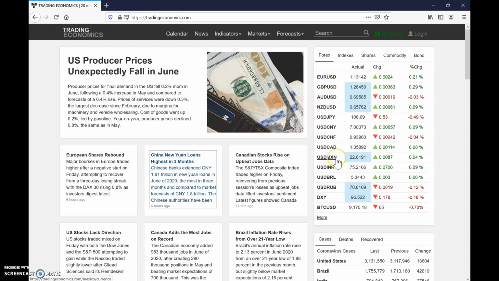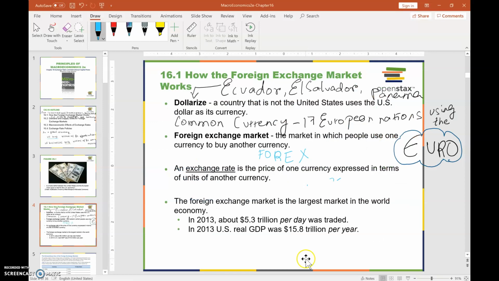Then we have USD MXN, which is 22.61. Now it's 22.6133. This means $1 is equal to 22.6125 Mexican pesos, and 1 USD is equal to 22.6116 Mexican pesos. So let me just write it down here because it keeps changing so much.